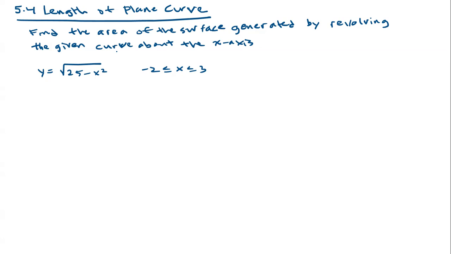I can rewrite this as 25 minus x squared raised to the 1/2. So when I take the derivative of this, we get y prime, and the 1/2 goes in the front. We get 25 minus x squared, and then 1/2 minus 1 will give us -1/2. Then we have to think about the chain rule, so we multiply that by -2x.